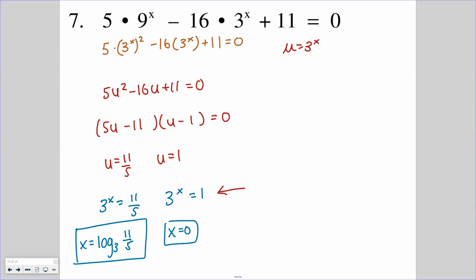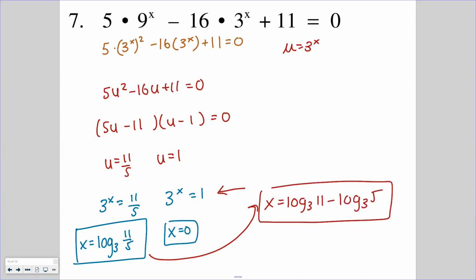And then 3 to what power is equal to 1? 3 to the power of 0 is equal to 1. So x is equal to 0 there. There's one other way I would have taken this answer. You could have also rewritten this as log base 3 of 11 minus log base 3 of 5. And that's okay unless I specified it had to be a single logarithm. So options there.